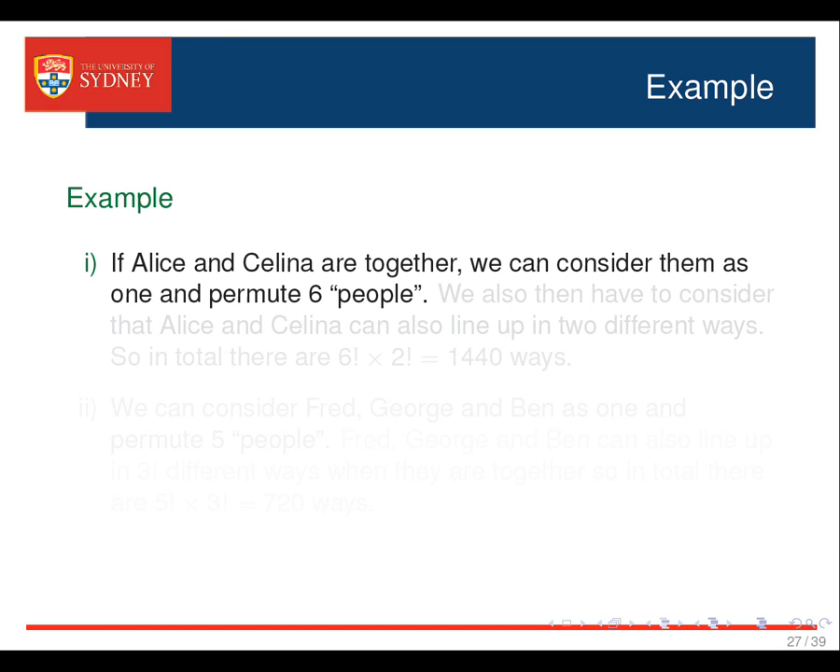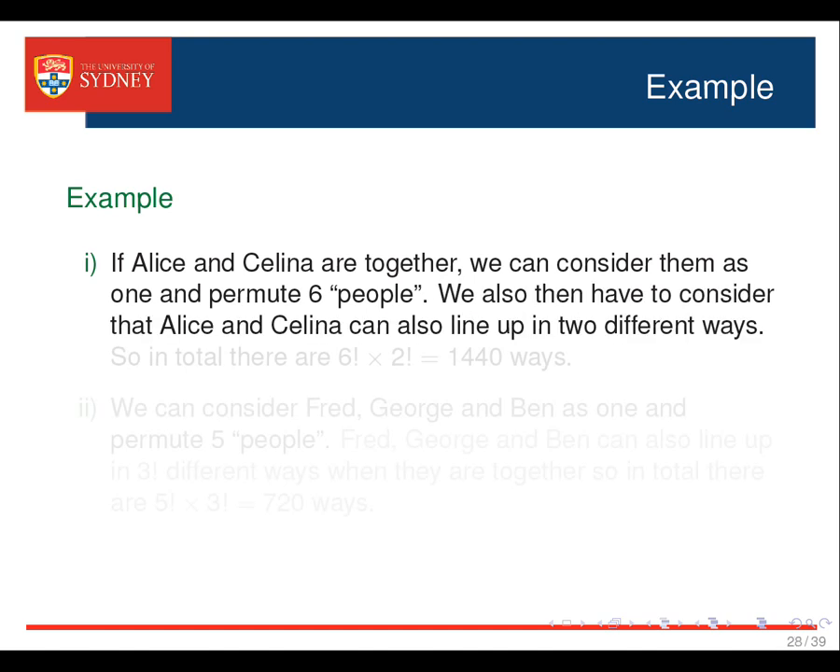If Alice and Selena are together, we can consider them as one person and permute the 6 people. We also then have to consider that Alice and Selena can line up in 2 different ways. So in total, there are 6 factorial times 2 factorial, which equals 1,440 ways.